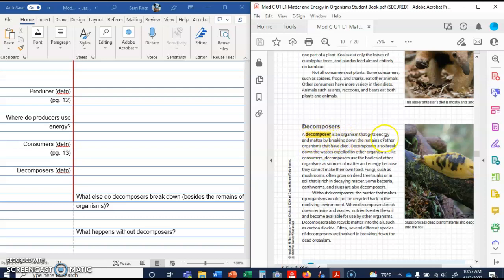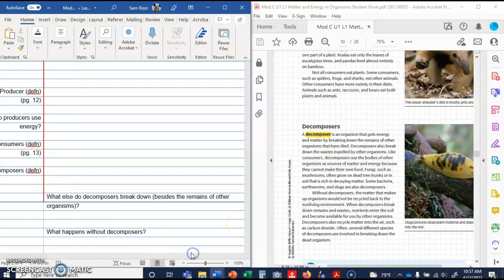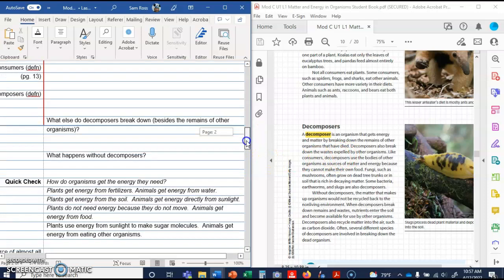A decomposer is an organism that gets energy and matter by breaking down the remains of other organisms that have died. So you'll write that here. So let's go back to our notes. What else do decomposers break down besides the remains of other organisms? They also break down the wastes of other organisms.